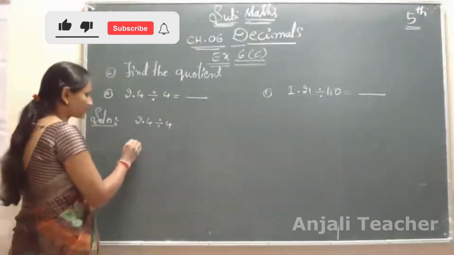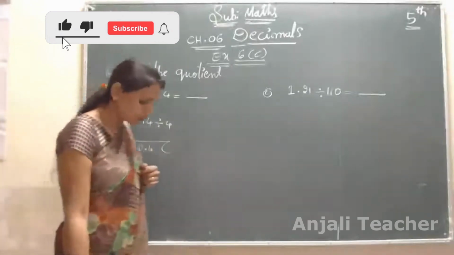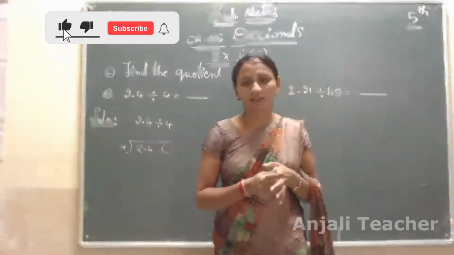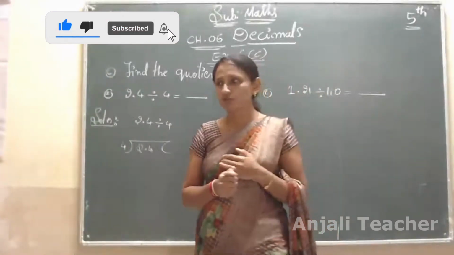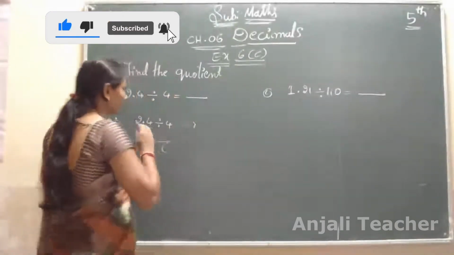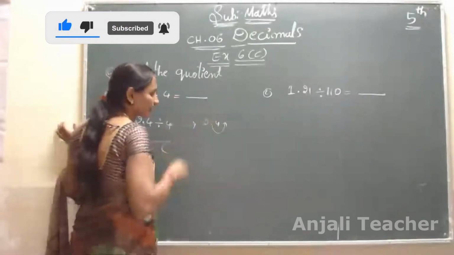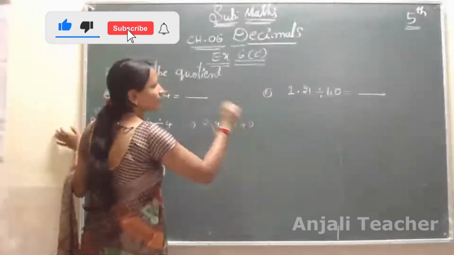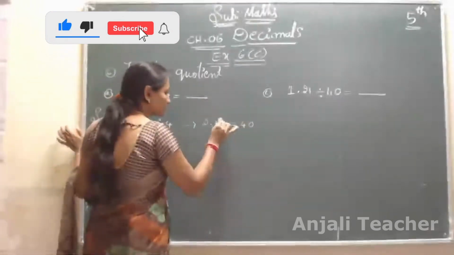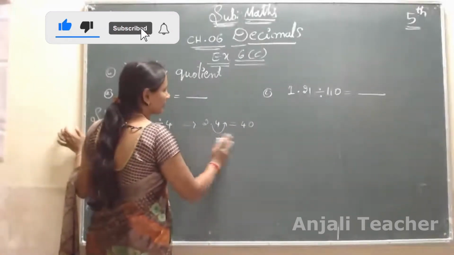Students, first you have to arrange the numbers. The 4 is the divisor. 2.4 in the 4 table is not coming, but 24 is. So I will tell you one method: in 2.4, the point is moving, so the divisor value becomes 40. So here 24 and 40, come to here 0.